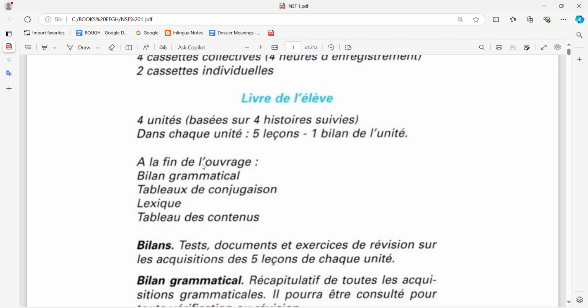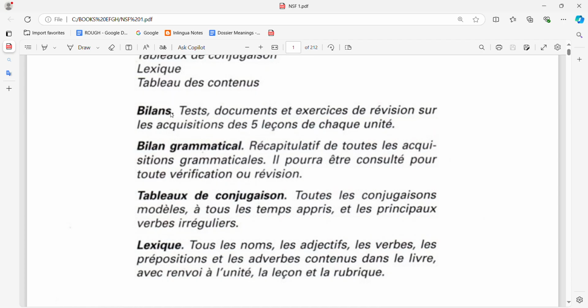Now, à la fin de l'ouvrage, at the end of the book, you will have the bilan grammatical, grammar review, then the tableau de conjugaison, table of conjugation, which is very important, the lexique, an alphabetical order dictionary, and the tableau de contenu, table of contents.